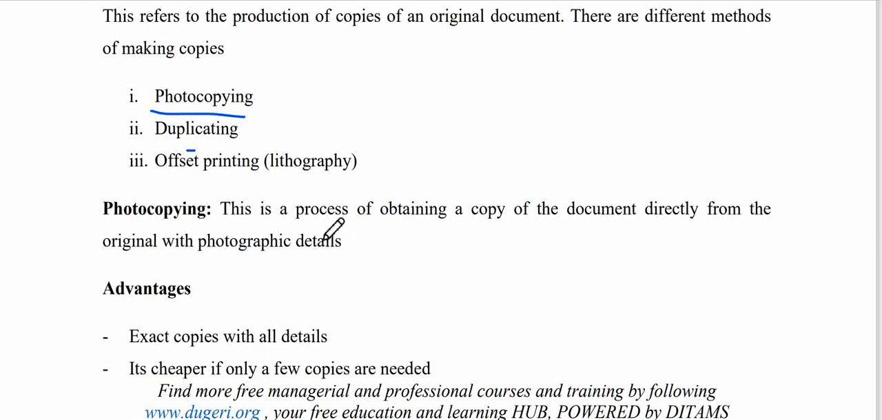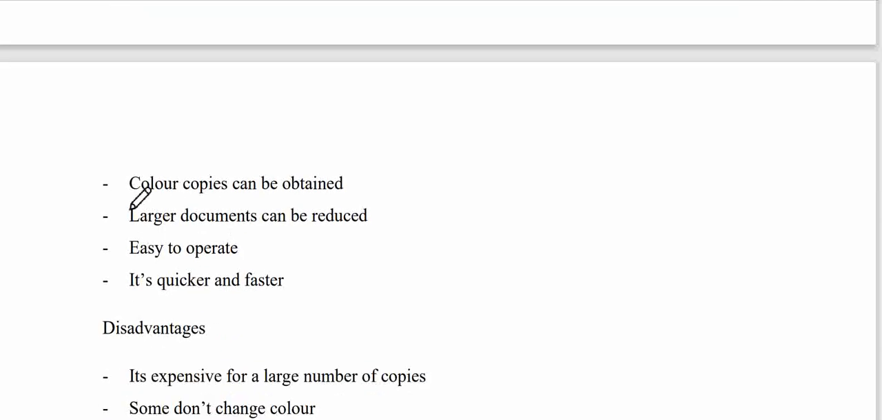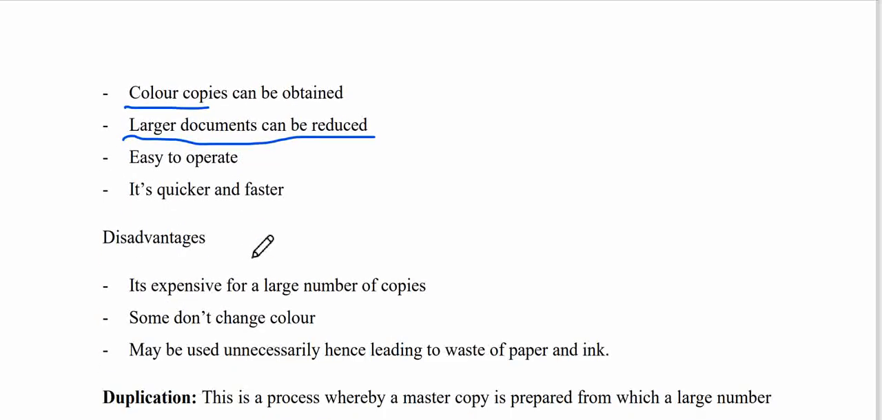Photocopying is a process of obtaining a copy of a document directly from the original with the photographic details. The advantage is that you get exactly what you want if you photocopy, and in most cases, it's very cheap. You can even do color copying, and a larger document can be reduced, and also it's very easy to handle.